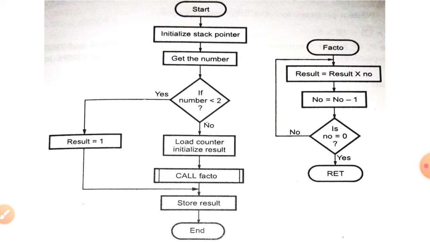the address of the next instruction after the call has to be recalled. Whenever a call is executed, the address of the instruction written next to the call will be stored in the program counter, and that has to be saved in a stack. So for that, a stack pointer has to be initialized first.